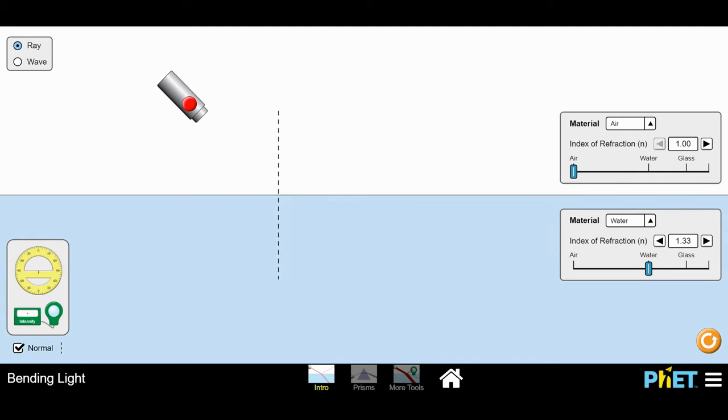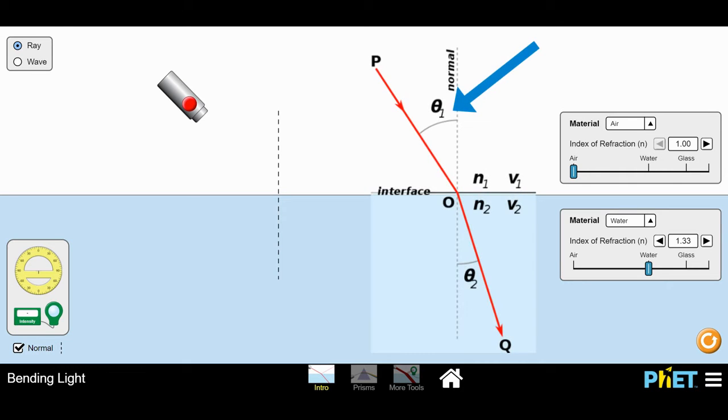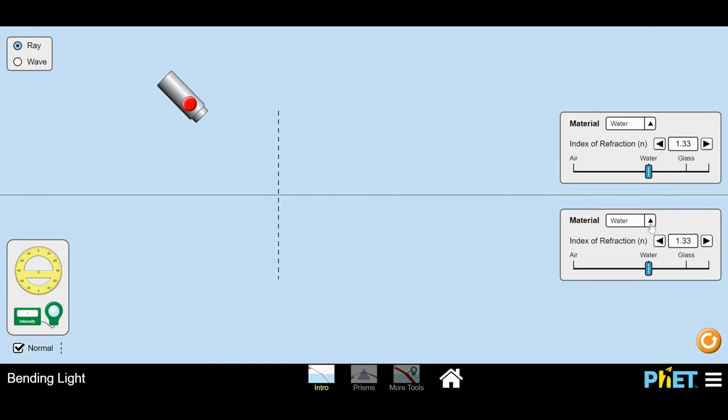In order to collect our data, we need to define some variables. Theta 1 is the incident angle of the light and is measured in degrees off from the perpendicular, which is called normal. Theta 2 is the angle of refraction, which shows the altered path of the light. We also need the refractive index for each medium. Those are listed as N1 and N2. The index of refraction can be used to describe how fast light will move through a material. Let's use the PhET sim to collect some data.